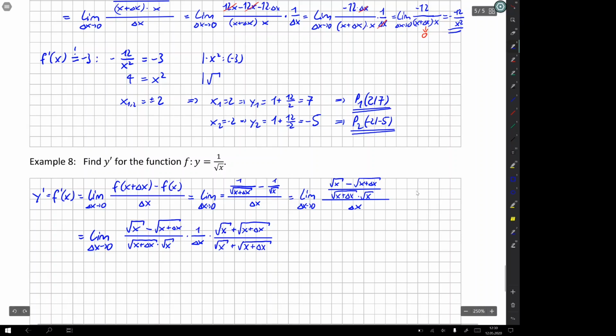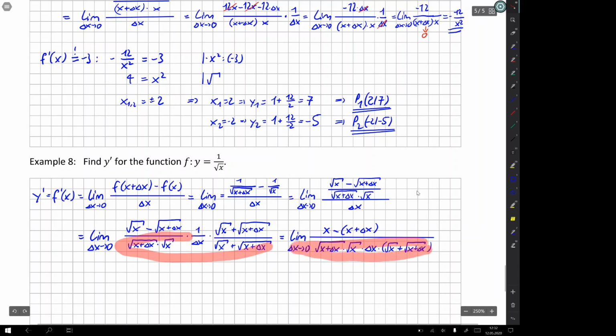And now when we multiply this times this using the third binomial formula, we get x minus x plus delta x. We get this times this, so this squared: a minus b times a plus b is a squared minus b squared. So the square root of x squared is x, minus the square root of x plus delta x squared, which is x plus delta x. And the denominator is just the product of all these factors here.